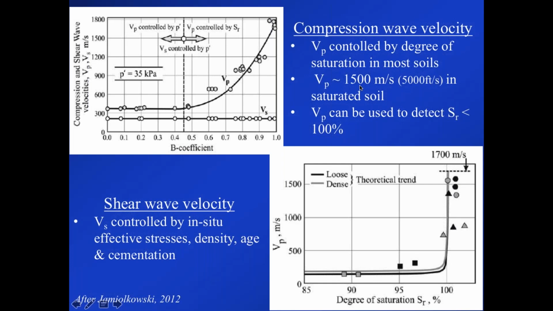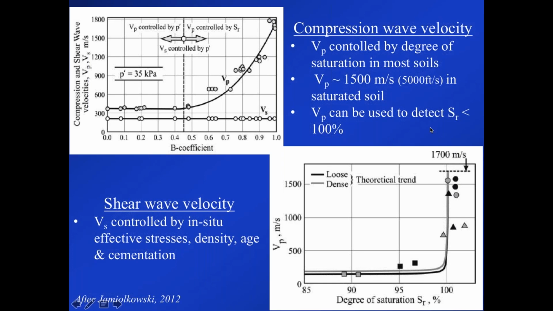And we know that the P wave velocity is about 1,500 meters per second, or roughly 5,500 feet per second in saturated soil. And then there's a very sharp drop off. So when you go from 100% saturation down to 99% saturation, the P wave velocity will drop from up around 1,500 meters per second down to around 500 meters per second or less. So ironically, you don't have to measure P wave velocity super accurately to be able to distinguish saturation, because it drops off so rapidly in softer soils.